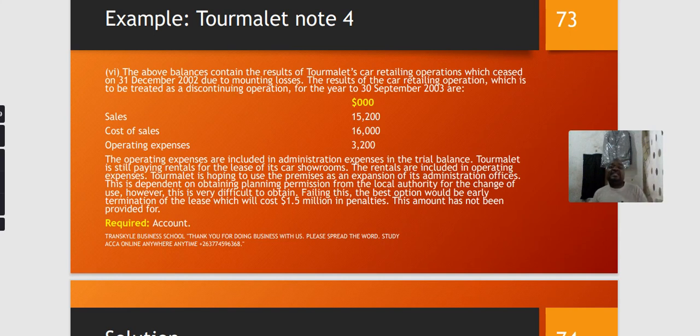So the information is the above balances. I'm saying this was a note in the information given in the question. I just extracted the note only because that's what is relevant to this lecture. The above balances contain the results of Tourmalet's car retailing operations, which ceased on 31 December 2002 due to mounting losses. The results of the car retailing operation, which is to be treated as a discontinued operation.